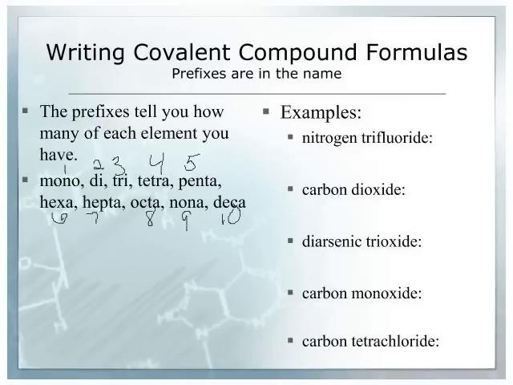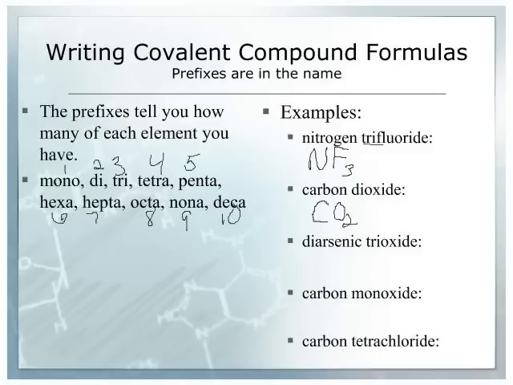So the first one says nitrogen trifluoride. Now if you notice, nitrogen does not have a prefix. We never write mono on the first element. So the first one is nitrogen, and it just has 1. And then it says trifluoride, so tri is 3, so we have 3 fluorines. The number one mistake, people are going to cross these. The prefix goes with whatever element it is. The next one is carbon dioxide, so we have 1 carbon, and then we have 2 oxygens, dioxide.